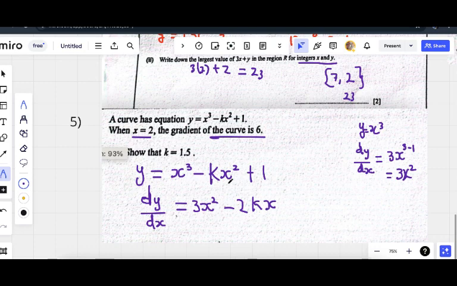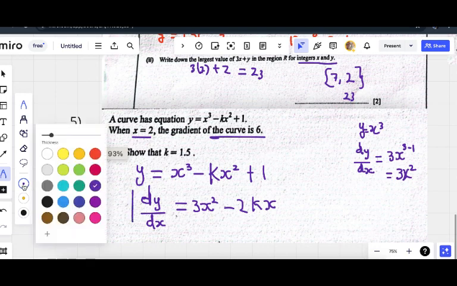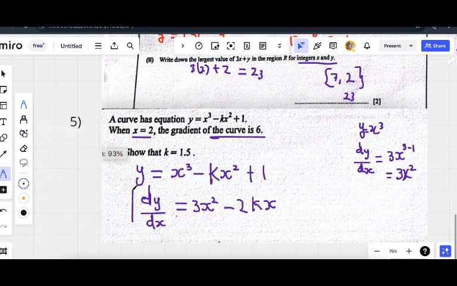So this is what we get. Now, the question says, when x is 2, the gradient of the curve is 6. So this is called the gradient. Remember I told you this. Let's change the color. The gradient is 6. So they're telling us to replace this with 6. Because they say when x is 2, we're going to replace all this with 2. Anywhere you see x, you're going to put 2. That's how we can prove that k is 1.5.